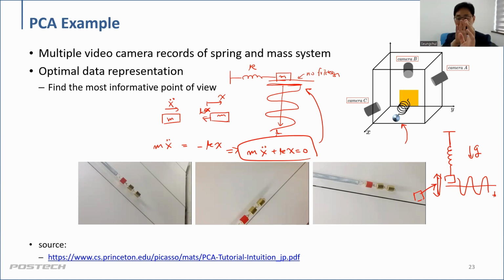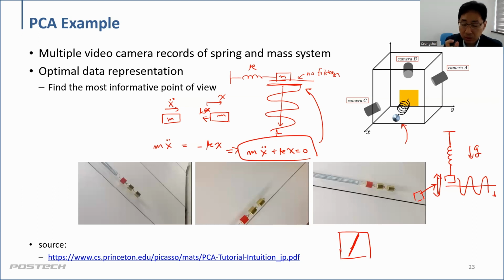But what if the camera is slightly tilted? In that case, if the camera is tilted in the video, the mass is going to appear to oscillate in a different direction. So we have to put everything in exact positions and exact directions to make sure everything is aligned. If there is some noise or uncertainty, we're not going to get the exact measurement or observation that we want.